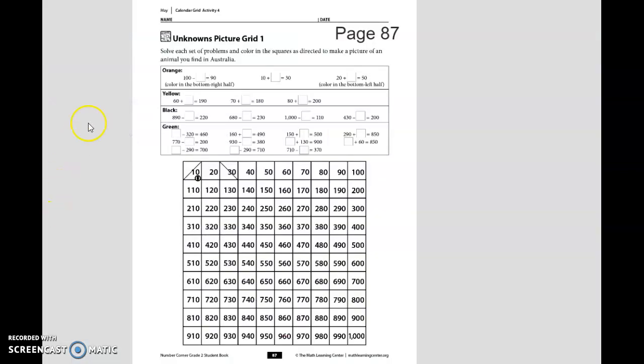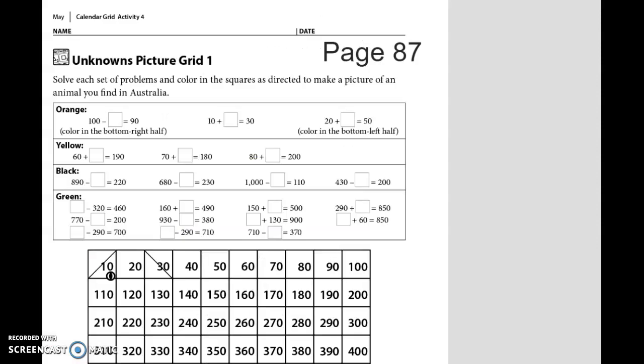This page has 4 different boxes or rows on the top to show you the equations you will be solving. Each box tells you what color you should use to color in the square that has the answer in it. Let's have a look at our first few equations and then color in those answers on our thousands grid. Our first equation for orange says 100 minus something equals 90.